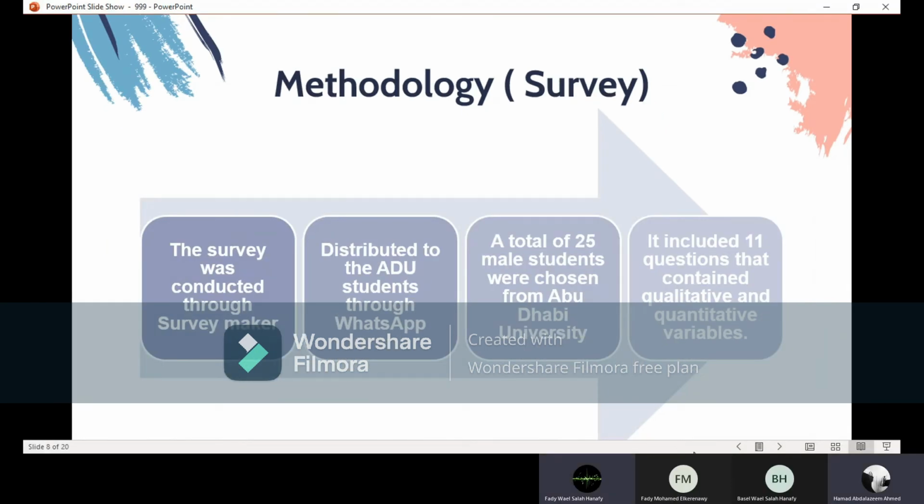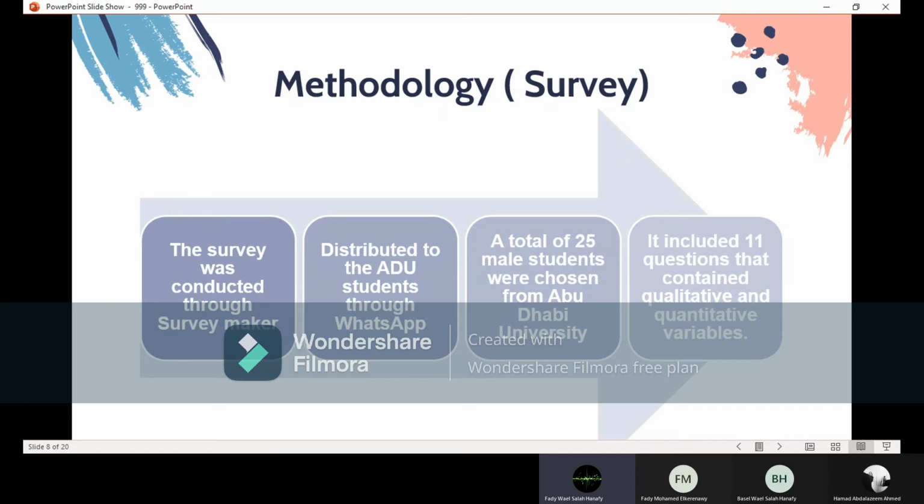Hello everyone, I'm Fadiwal. I will be explaining the methodology. So the goal of the study is to learn more about the connection between social media and student performance. This study's objectives included determining the effects of social media on students' academic performance, studying why students use social media for long periods of time, and determining how social media can benefit students.